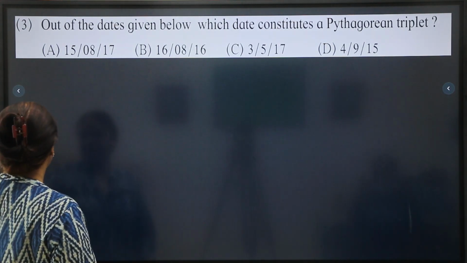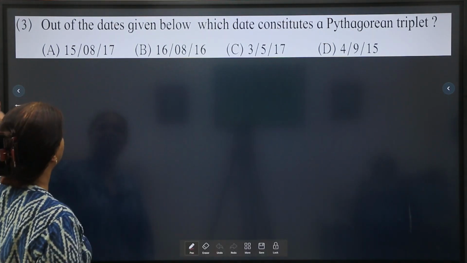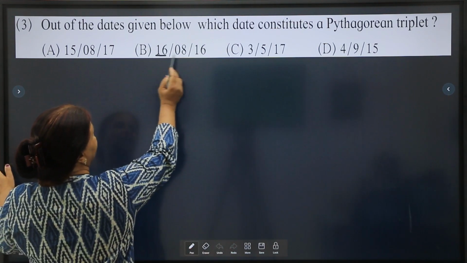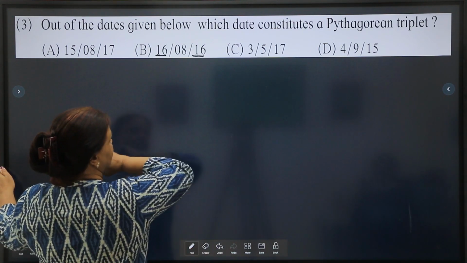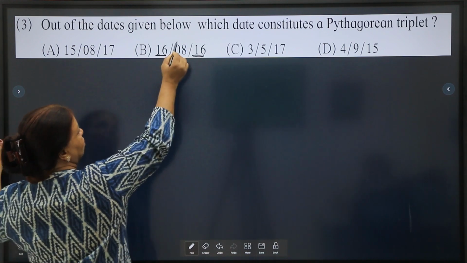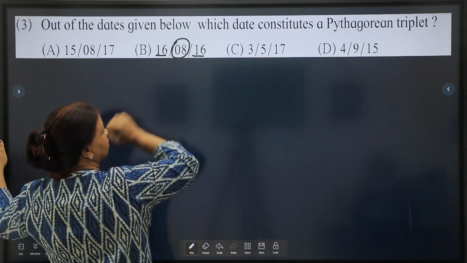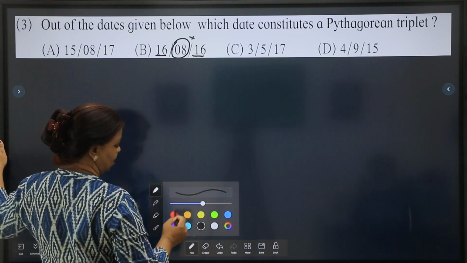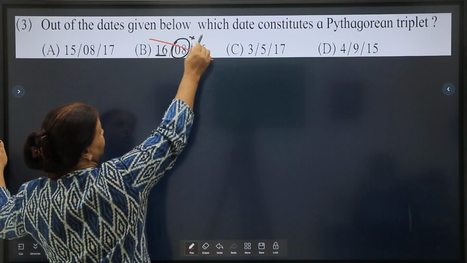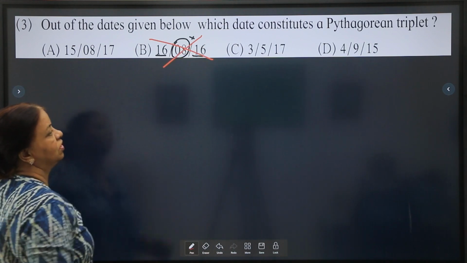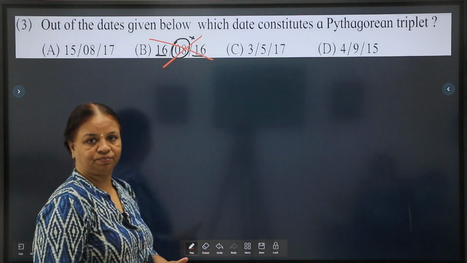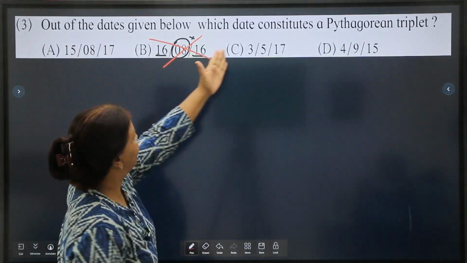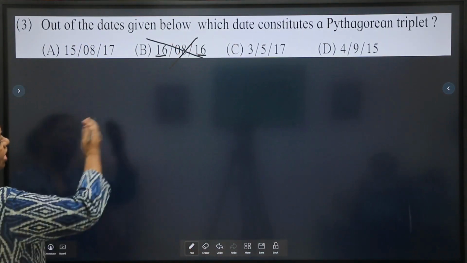So, as we did in the first question, children, here again two sides are given as 16, two numbers are 16, the middle number should be a root, which is not there. Therefore, this option won't be a Pythagorean triplet. Okay? We will check then one by one. So let's check for the other three.